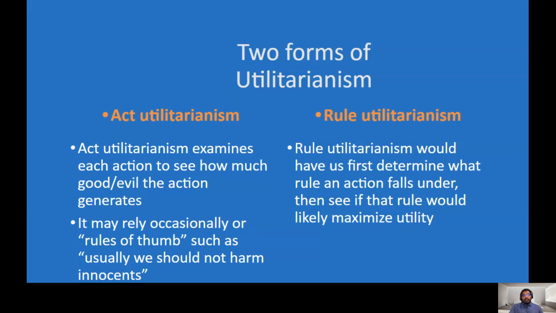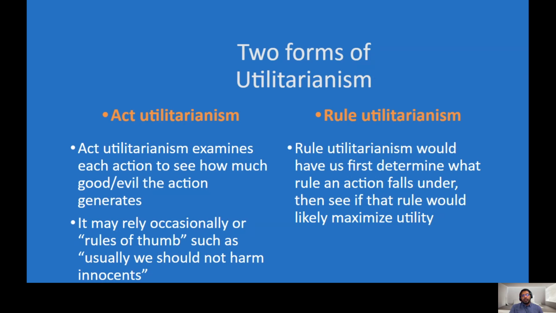Now, there are two forms of utilitarianism, just like we had two forms of ethical egoism. Normally, act utilitarianism is associated with Bentham, and rule utilitarianism is associated with Mill. This is pretty similar to what we discussed in ethical egoism. Act utilitarianism looks at the individual act. Does act A promote maximum happiness for the greatest number of people than act B? Then, of course, act A is the right action.